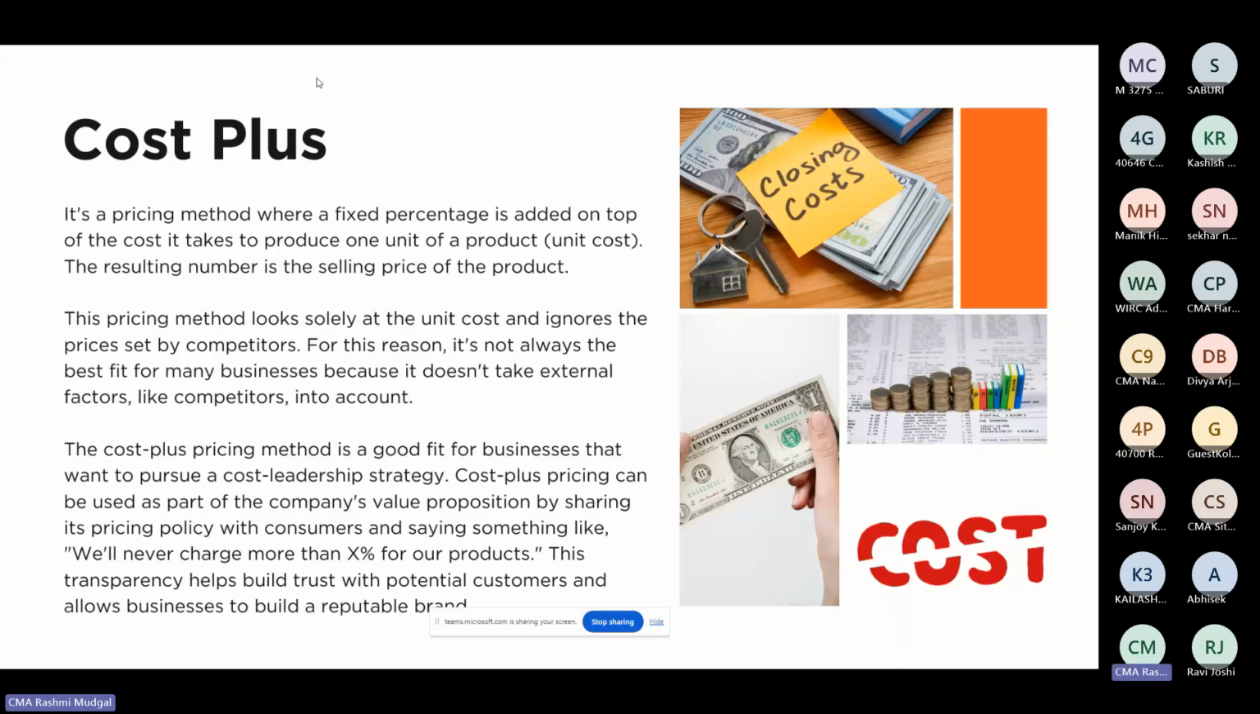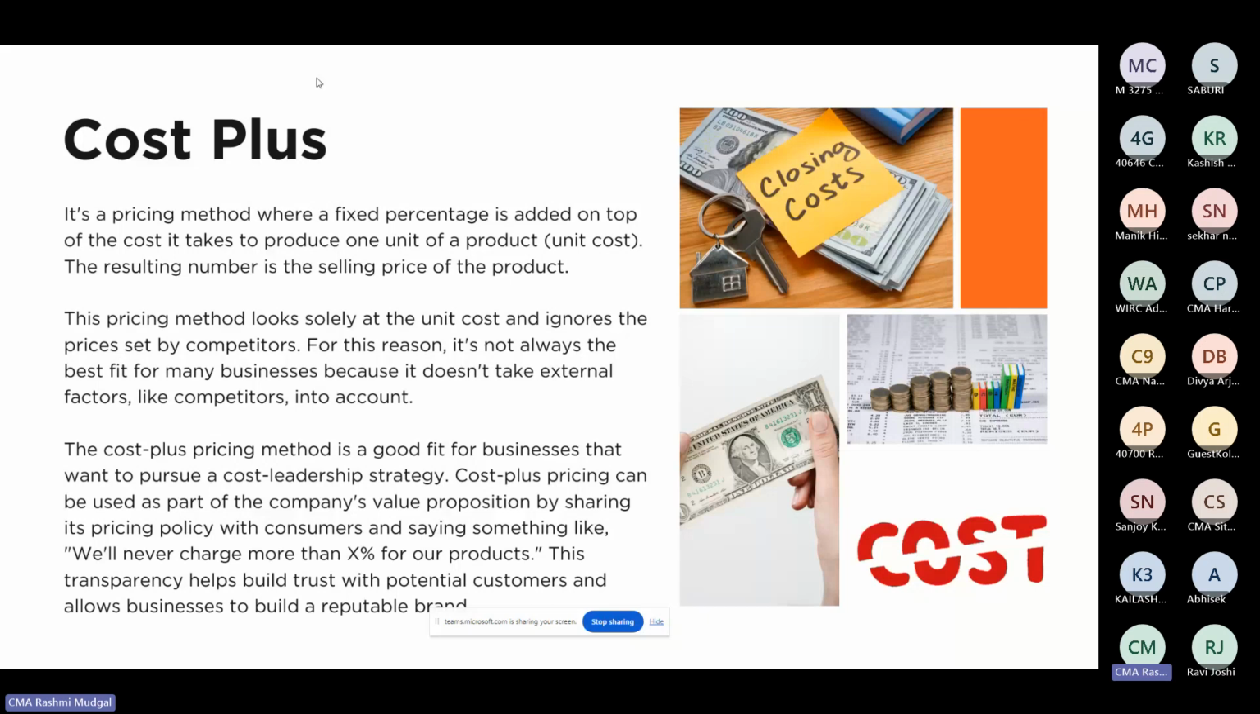So they know that they are the leader in the cost strategy. Cost plus pricing can be used as part of a company's value proposition by sharing its pricing policy with the customer, saying something like, we will never charge more than this percent on the product. So a person knows this is the cost and this is the profit of the company, so it becomes very transparent. They see the transparency between what they are getting and what value addition the company has done, which allows businesses to build the reputation of the brand.